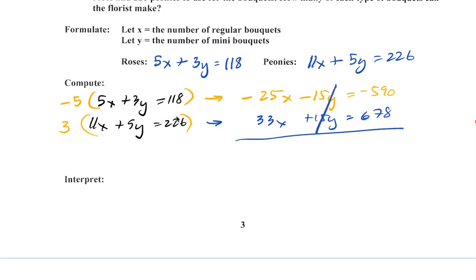And now we can add them. The y's would cancel out. On this side, we get 88. Over here, we get 8x. So 8x equals 88. Let's divide both sides by 8. And then we get x equals 11. Right? So we have our x.